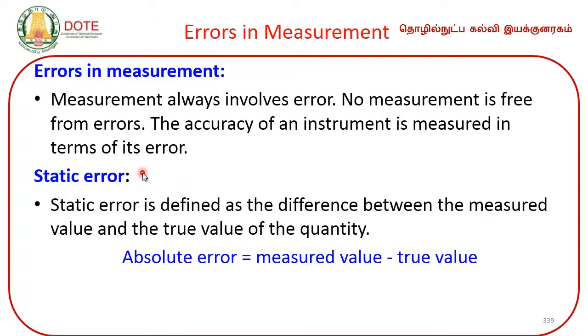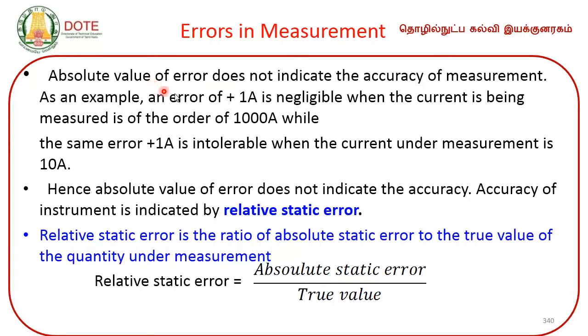So error can be called static error. What is static error? Static error is defined as the difference between the measured value and the true value, right? We call it the absolute error. What is absolute error? That is the static error, the actual difference between the measured value and the true value. The absolute value of error does not indicate the accuracy of the measurement.